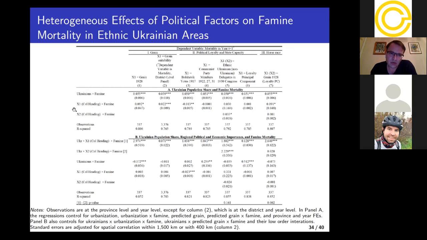Panel A basically tells you that the addition of this variable doesn't change our main findings. Ukrainian bias survives, but the most interesting results are in panel B. Here you can see that this Ukrainian bias was mostly pronounced in grain-productive areas. I attract your attention to a different measure. Look here. The coefficient on the grain interaction with the famine measure itself is statistically insignificant. So grain mattered only in ethnic Ukrainian areas.